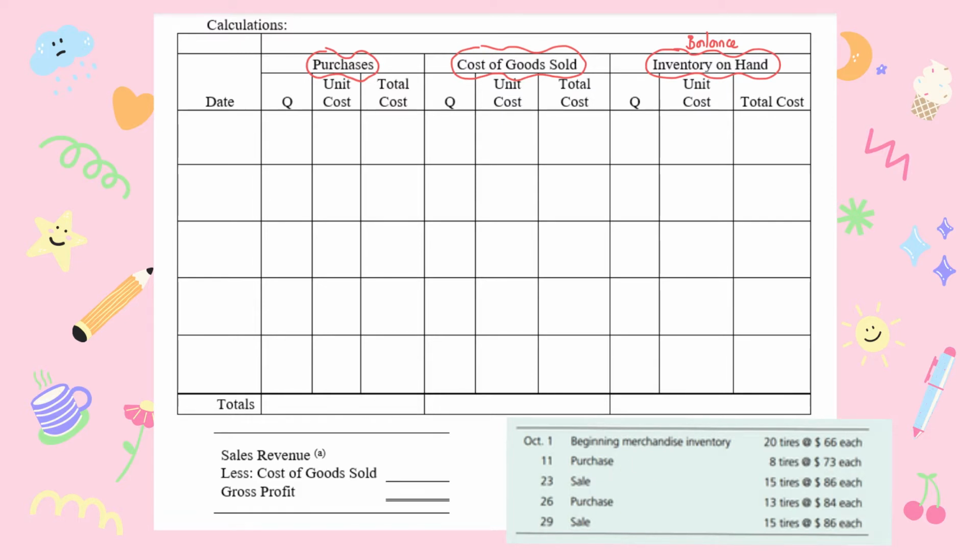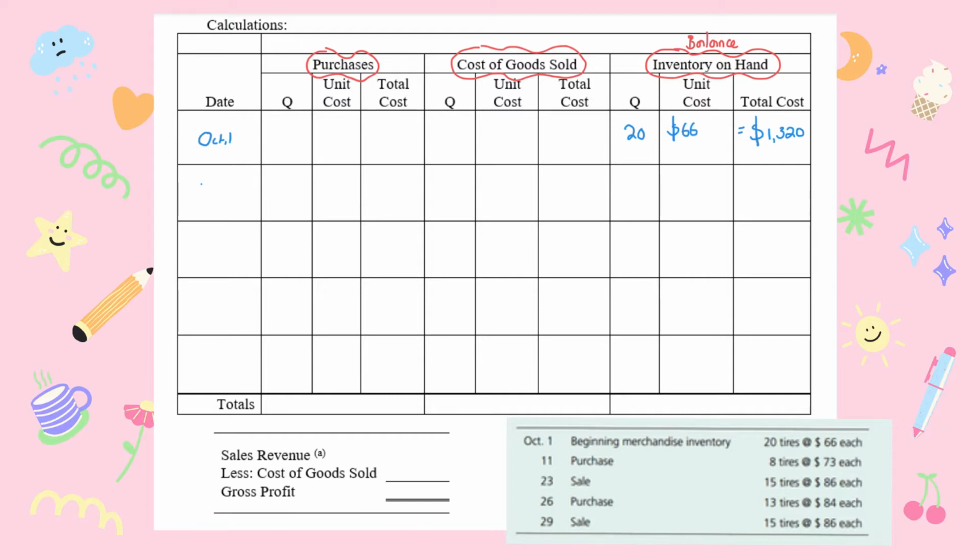So October 1st, beginning merchandise inventory, 20 units at 66 each. So we're gonna write them under balance. 20, 66 each. So the total will be 1,320.